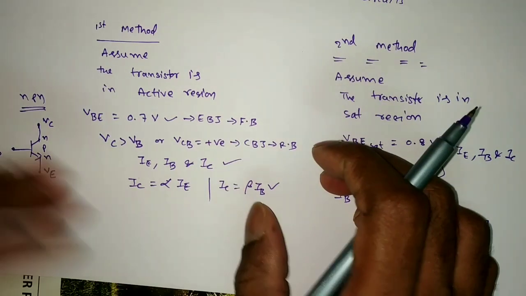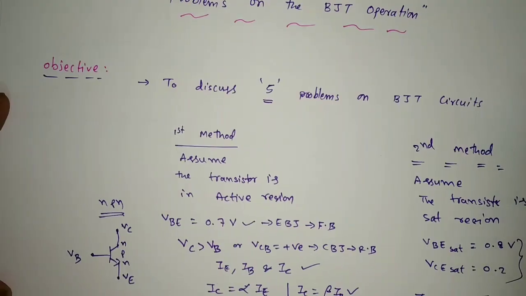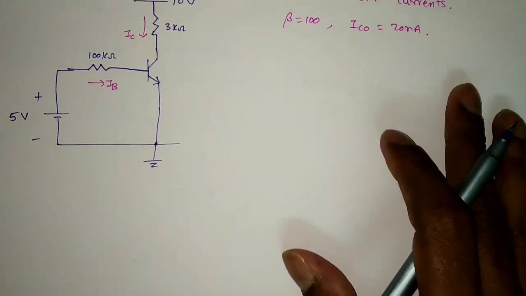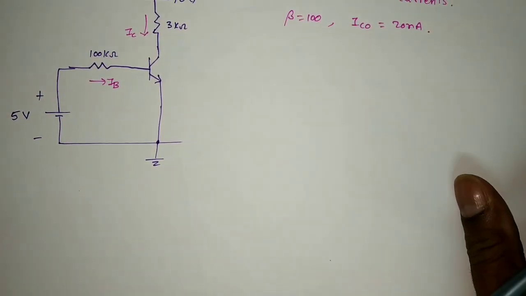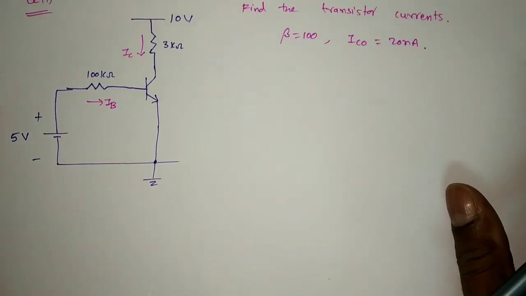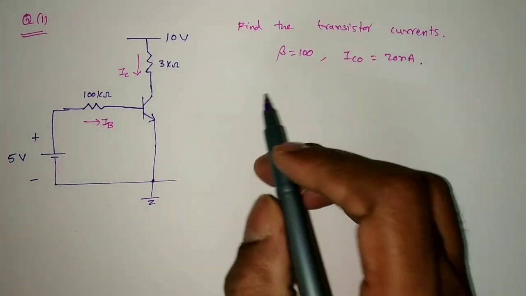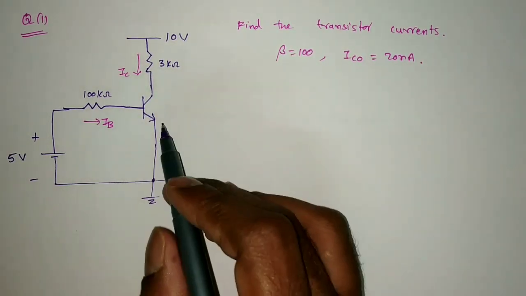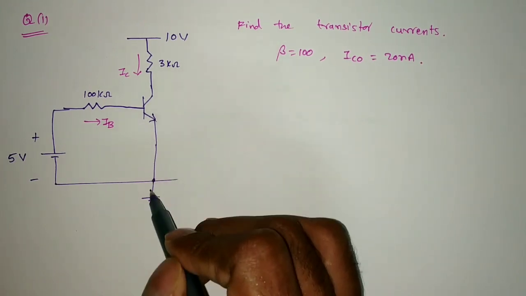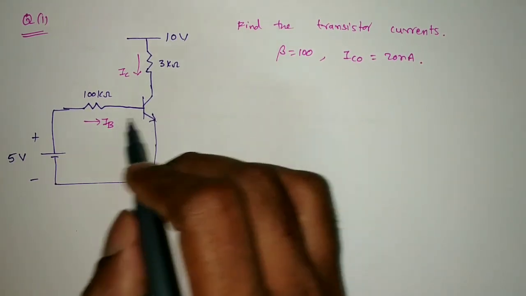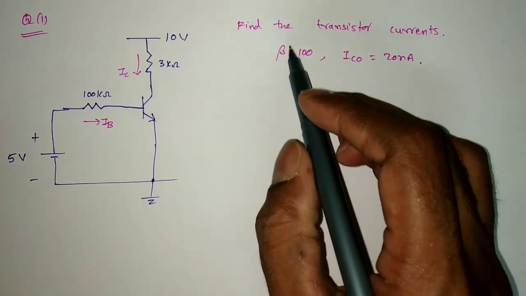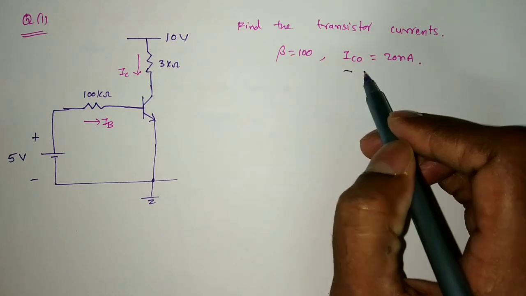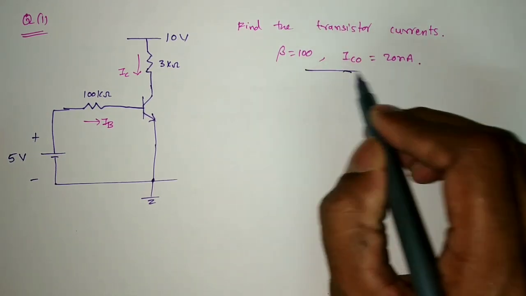Based on these two methods, I'm going to discuss 5 problems. We'll see one by one. All these questions are taken from the textbook called Integrated Electronics by Millman and Halkias. This circuit is given. This is the NPN transistor in common emitter configuration. See, the emitter is connected to a reference terminal, so the emitter is common between base and collector. Find the transistor currents, given beta is 100, and ICO, the reverse saturation current, is also given as 20 nanoamperes.